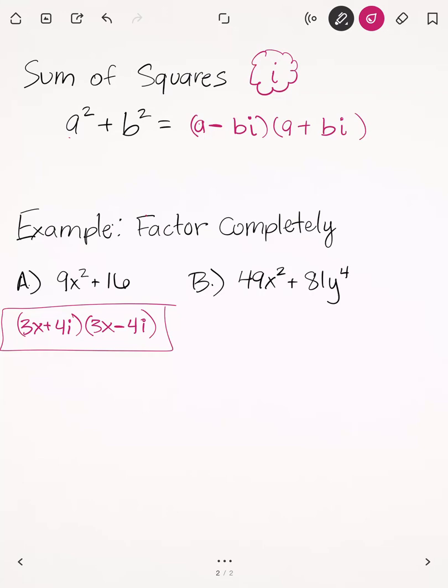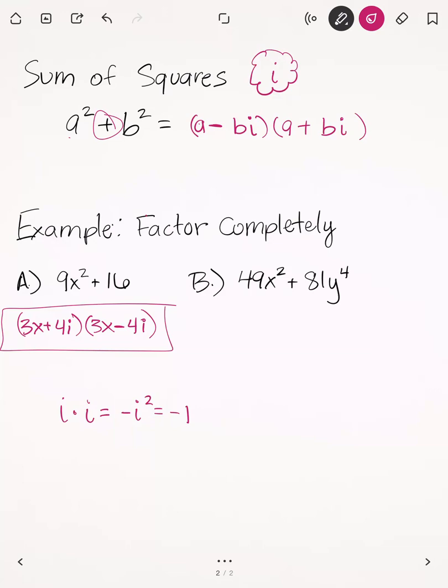Because when I multiply i times i, so i times i equals i squared. And if we remember, i squared equals a negative 1, which would help change the sign. And it would give us that positive that we need to be in the middle right here.